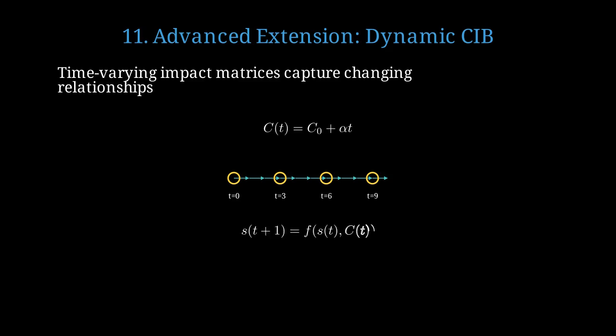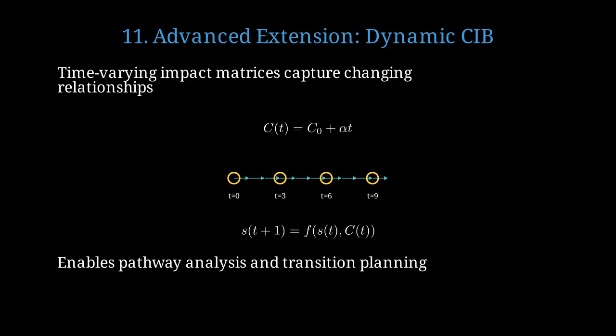Modern extensions add temporal dynamics to track how scenarios evolve over time. Dynamic CIB uses time-varying impact matrices that capture how relationships between variables change as the system evolves. A simple linear model has impacts varying with time. C of t equals initial impacts plus a rate of change times time. Scenarios can transition over time, with the system moving from one consistent state to another as impacts change. The scenario at time t plus 1 depends on the current scenario and current impact relationships. This enables analysis of transition pathways, showing not just end states, but the journey between them.